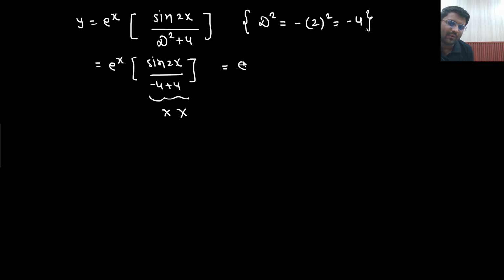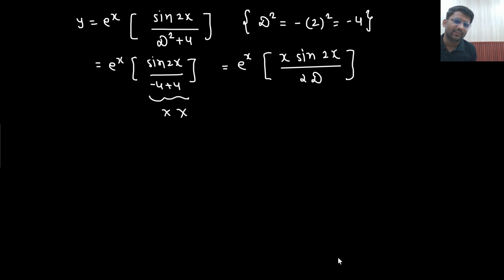If you want to remove this problem, what do you need to do? Sir, upper side you multiply with x, and downward side, sir, you differentiate. So upper side multiply with x, downward side I differentiate. There you go.